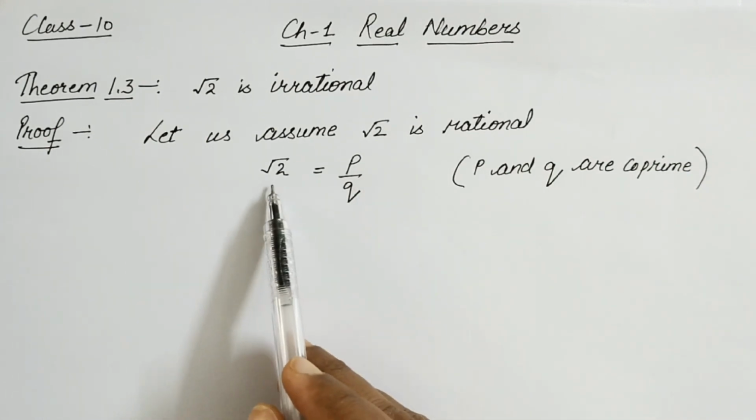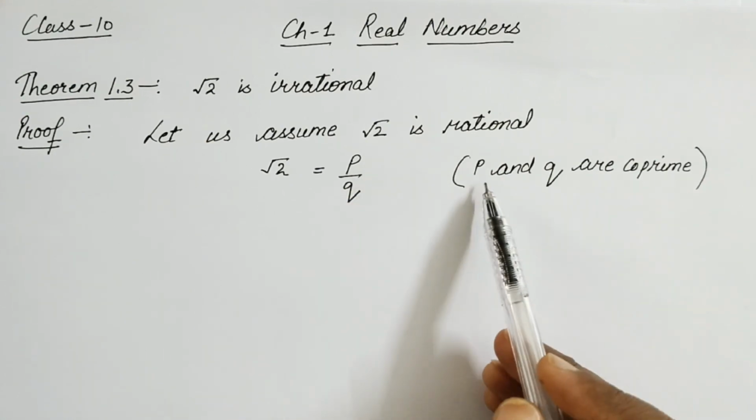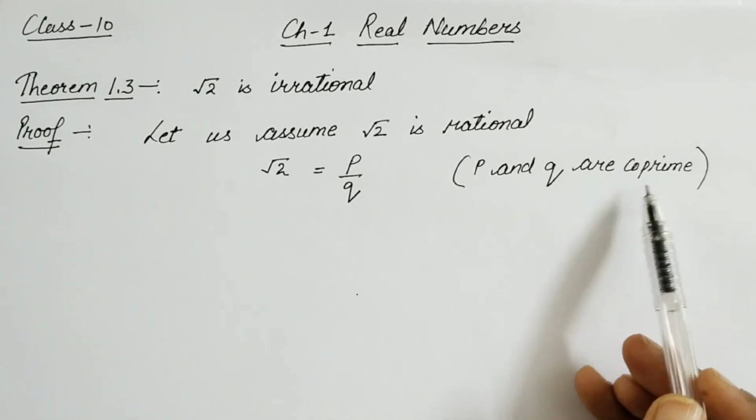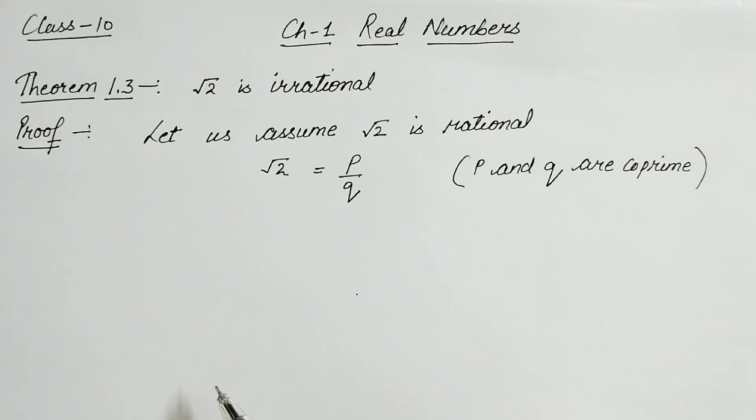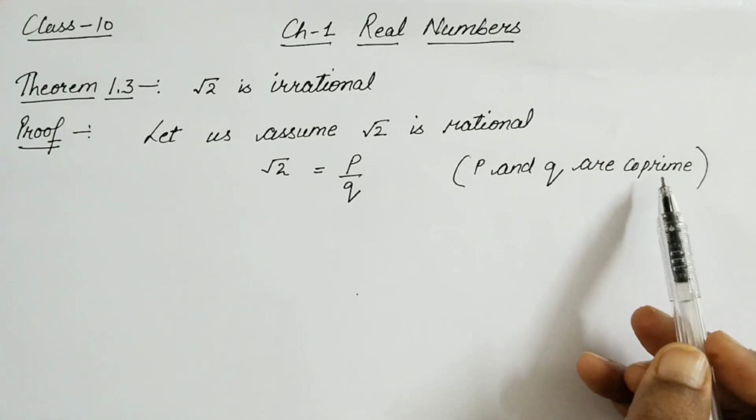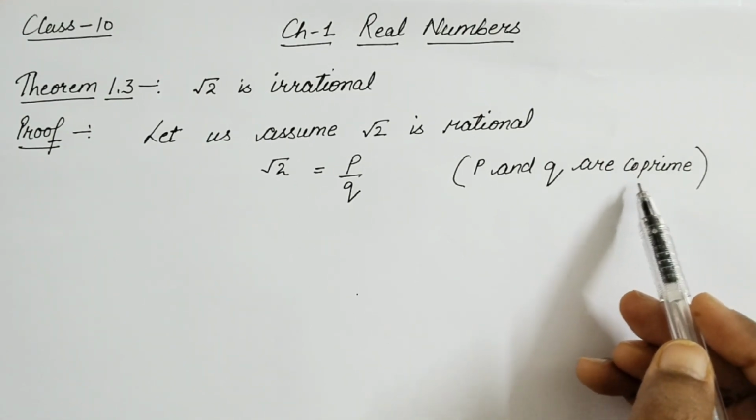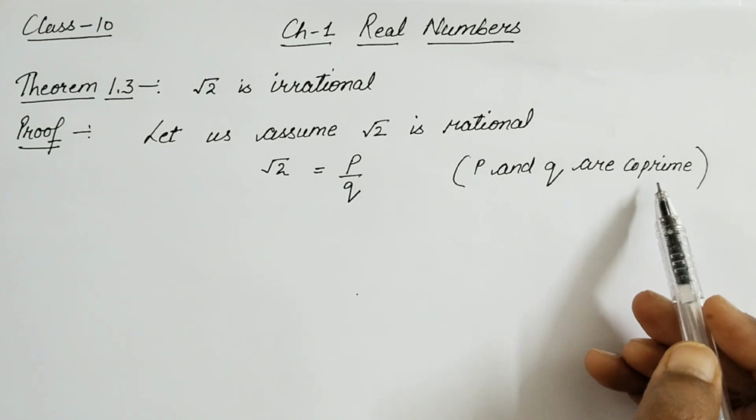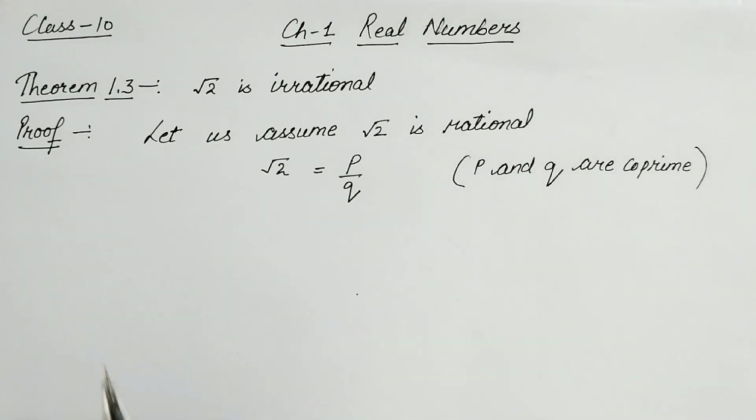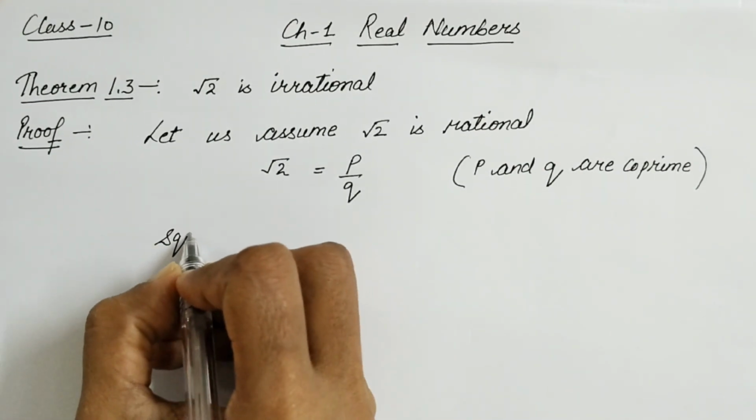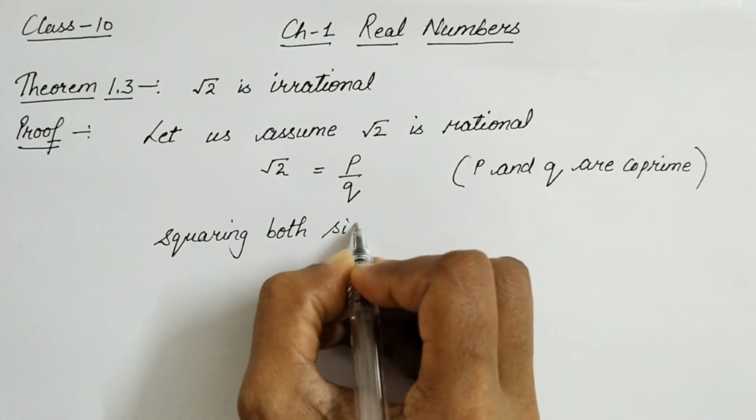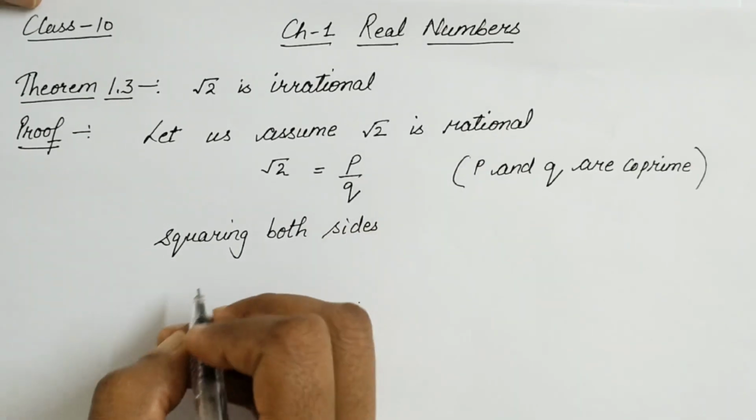So we are writing here root 2 is equal to p by q, and we are taking that p and q are co-prime. This is a very important part, because with the help of this only we are going to prove here that our assumption is wrong. So you are going to write here that p and q are co-prime, and co-prime numbers are the numbers which have HCF equal to 1. It means the numbers which have common factor as 1 only. Now squaring both sides.